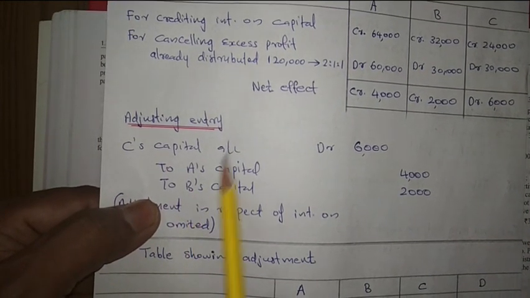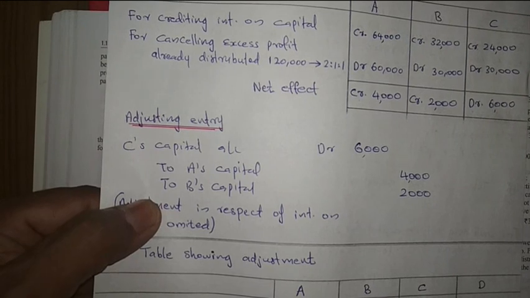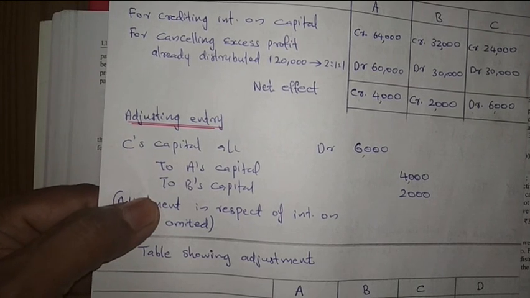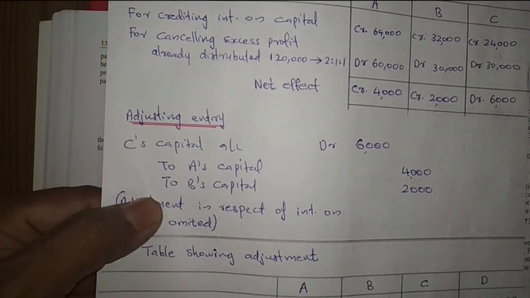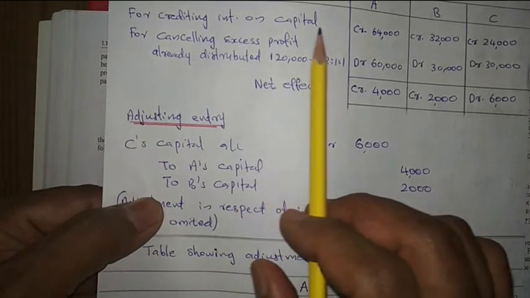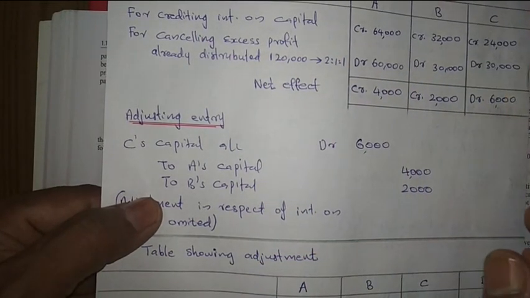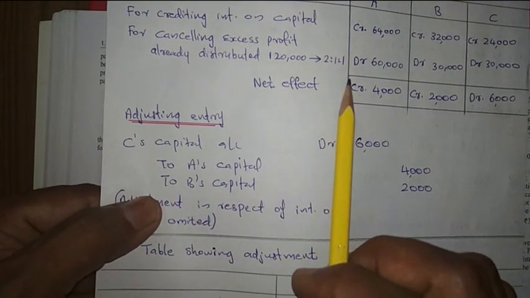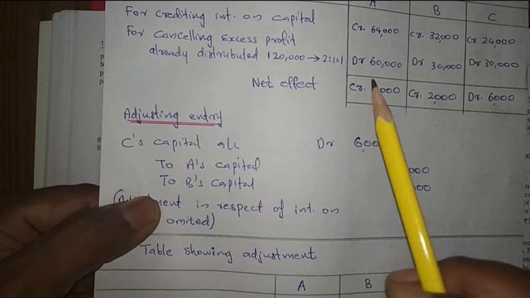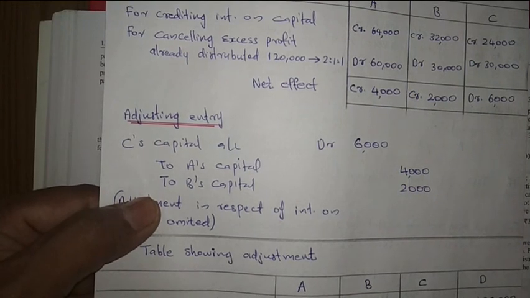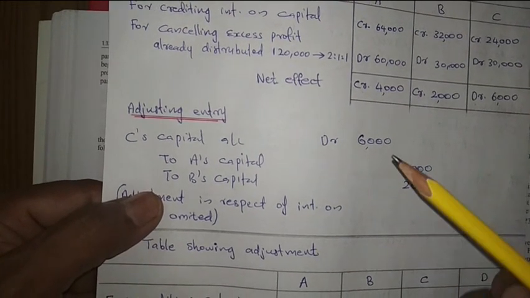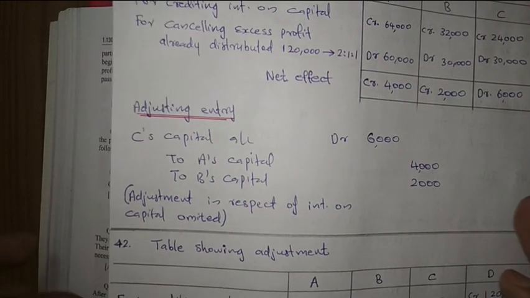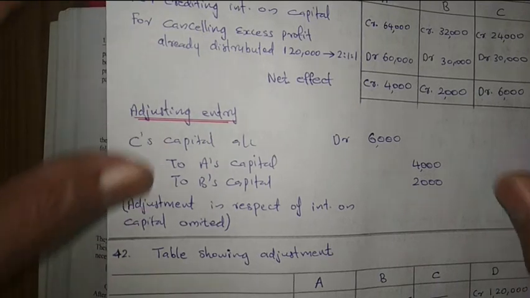Okay, if you are following the second method, where you pass one entry for each mistake, then in this case you have to pass 2 entries. One will be for interest on capital. After that, for cancelling this extra profit, one more entry. So 2 entries we have to pass if you are doing the question in the second method. Today onwards we are seeing only this first method. So I hope you understood this answer. If you did not understand, please watch this part of the video once again.